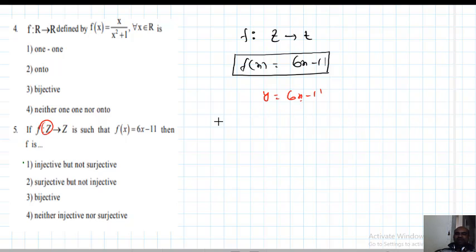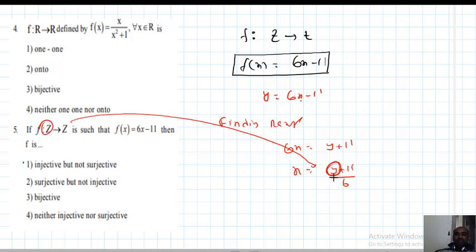Okay, I am finding the range. 6x equal to y plus 11. x equal to (y plus 11) by 6. What is y here? y is in Z. For every y in Z, is x in Z or not? You need to check. For example, I take y equal to 2. 2 plus 11, how much? 13. 13 by 6 is not an integer, no? What is the meaning of that? For every y in Z, x is not an integer. The range is not equal to Z. Range is not Z, means it is not onto.